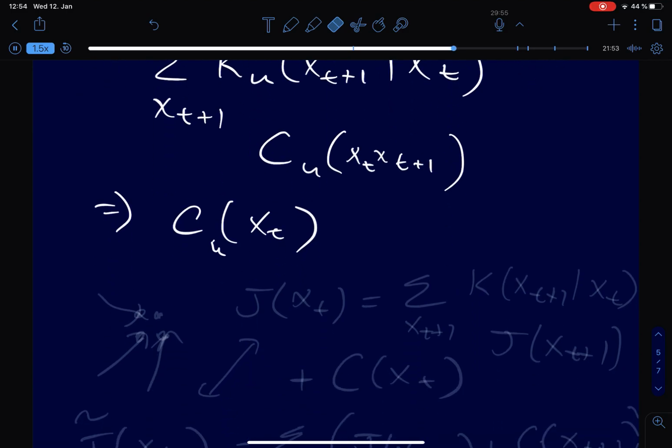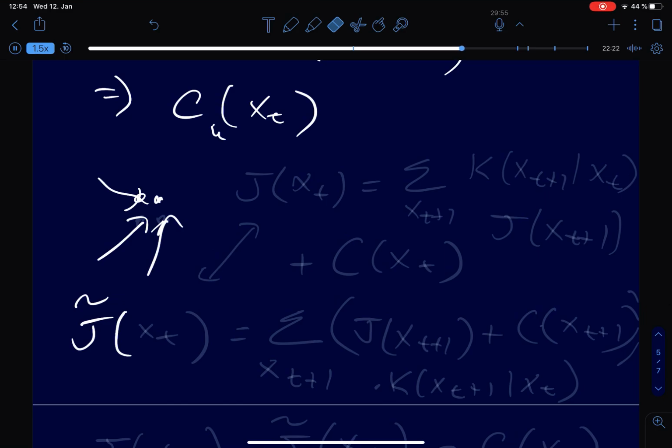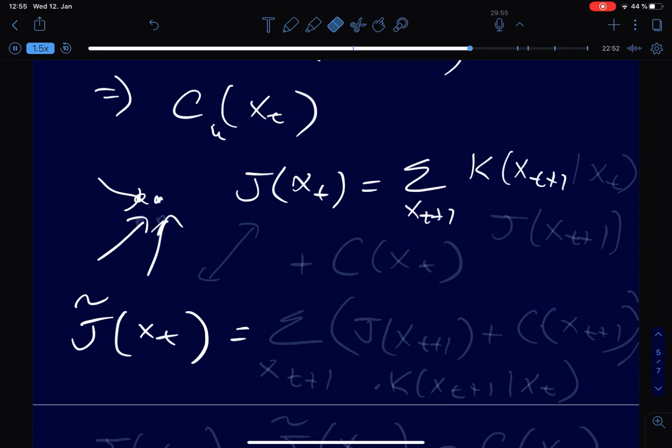But you could just as easily think about, you have a state, and you could just as easily think about the cost as being applied when you enter the state rather than when you leave the state. And in that case, well, we get a slightly different cost function. So the j is slightly different in this perspective, just because we're keeping track of the cost at a slightly different time. So j of x of t here is equal to the sum over x of t plus 1 of j of x of t plus 1, plus c of x of t.